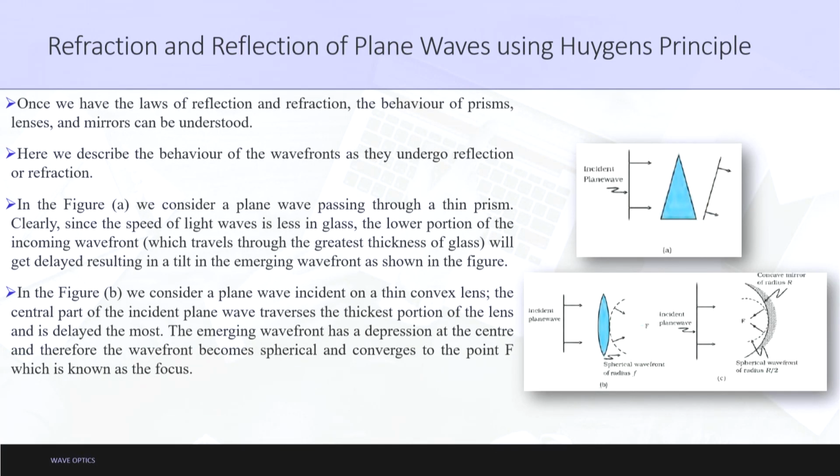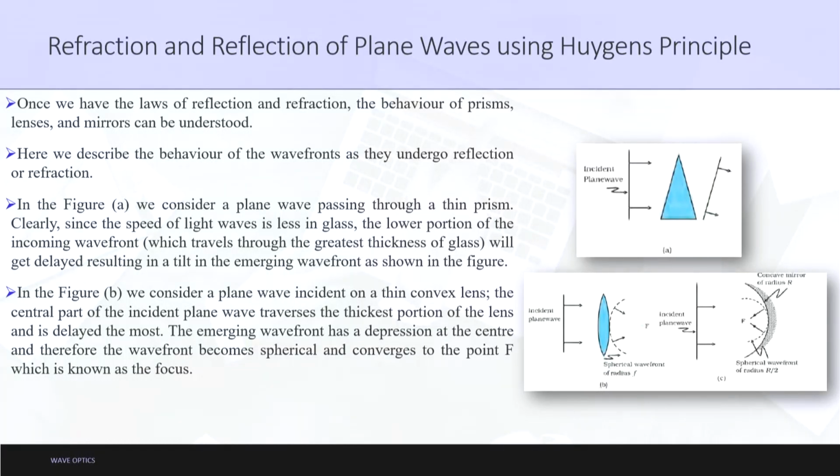So, now after the complete concept of refraction and reflection has been talked about, we need to consider some of the different forms of discussion. If a prism is used, or a convex lens or a concave lens, how the wavefront will be formed and how the different concepts can be applied analogous to ray optics. So, once we have the laws of reflection and refraction, the behavior of prisms, lenses and mirrors can be understood. Here we describe the behavior of the wavefronts as they undergo reflection or refraction. For this lecture I will conclude at this point. In the next slide I will explain what is happening in this B part.